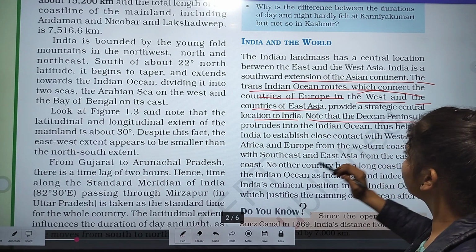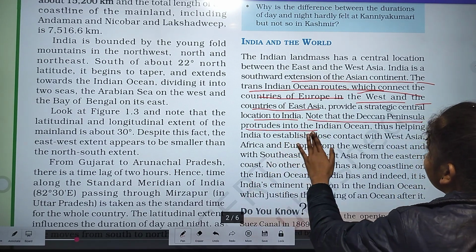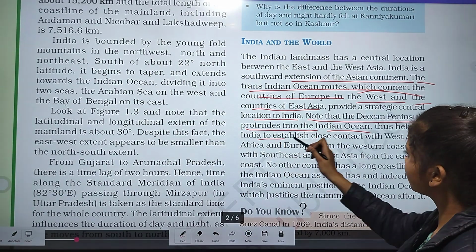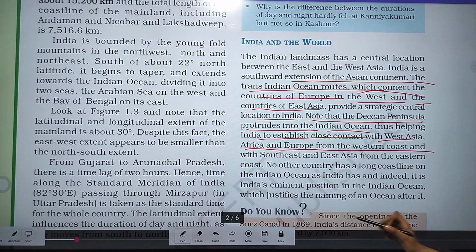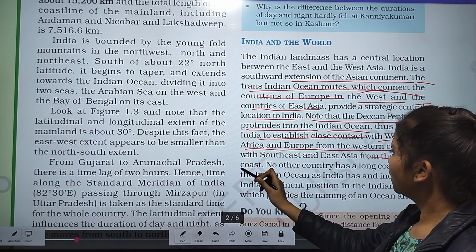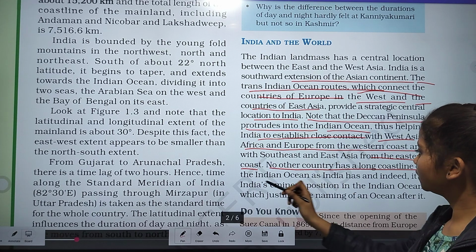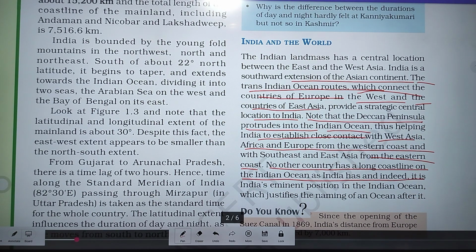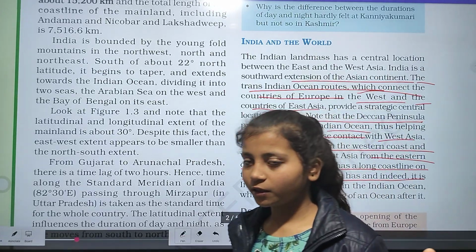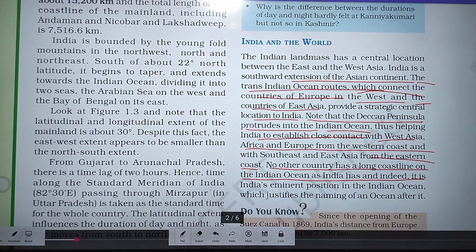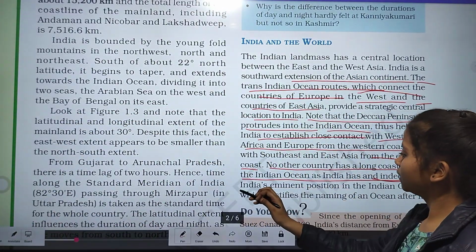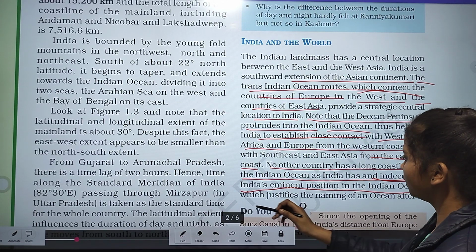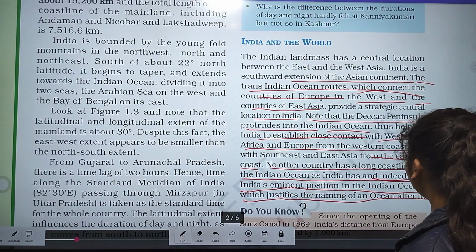Note that the Deccan Peninsula protrudes into the Indian Ocean, thus helping India to establish close contact with West Asia, Africa and Europe from the western coast, and with Southeast Asia from the eastern coast. No other country has such a long coastline on the Indian Ocean. It means no other country has the long coastline, but India has. And indeed it is India's eminent position in the Indian Ocean which justifies the naming of the ocean after it.